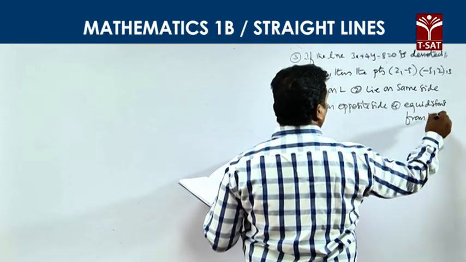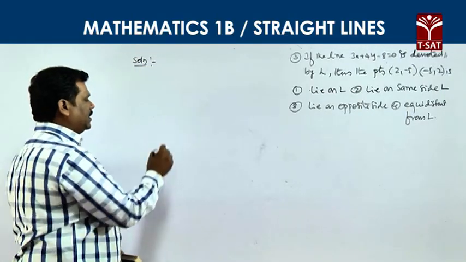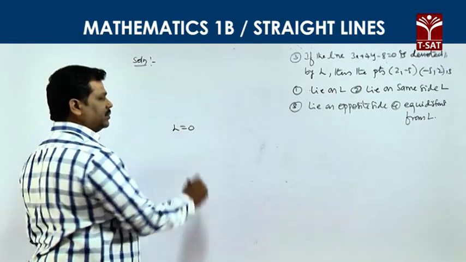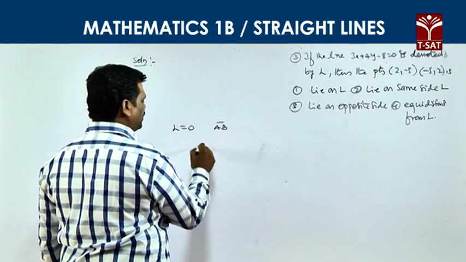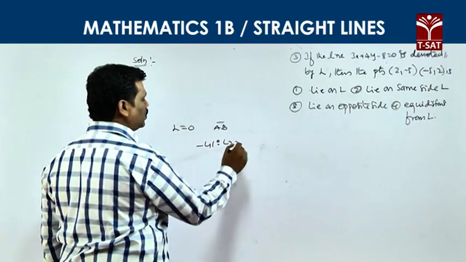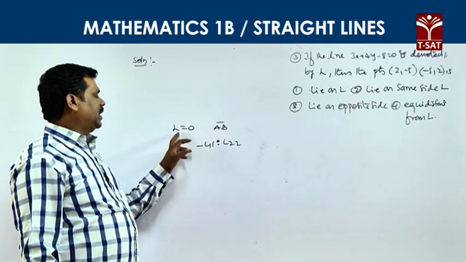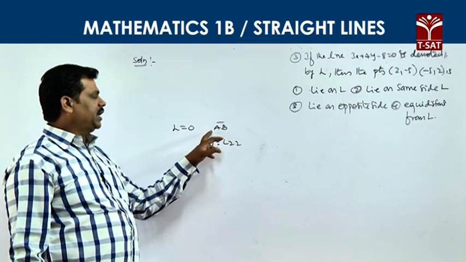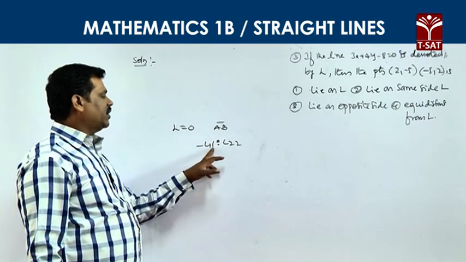Equidistant from L. Solution: we know that the line L = 0 divides the line segment AB in the ratio −L11 : L22. We know the formula, but here the ratio in which the line L = 0 divides the line segment AB is −L11 : L22. What is −L11?